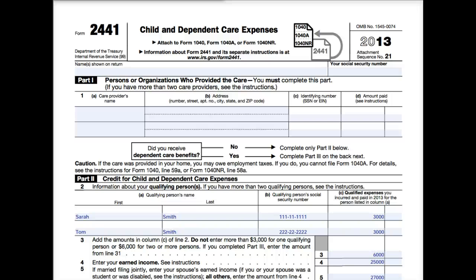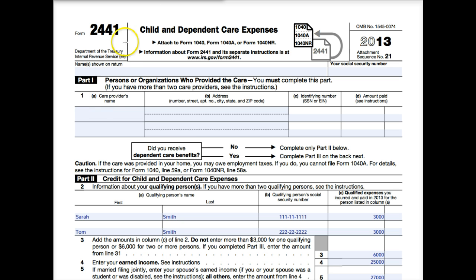Welcome to Form 2441, Child and Dependent Care Expenses. This form gives you an opportunity to take a tax credit based on what you spent for daycare or dependent care if you have a sick parent or family member at home. So even if you bring someone into your house to babysit your child, if you pay them, you have an opportunity to get a credit for part of that expense. Okay, let's walk through the form.